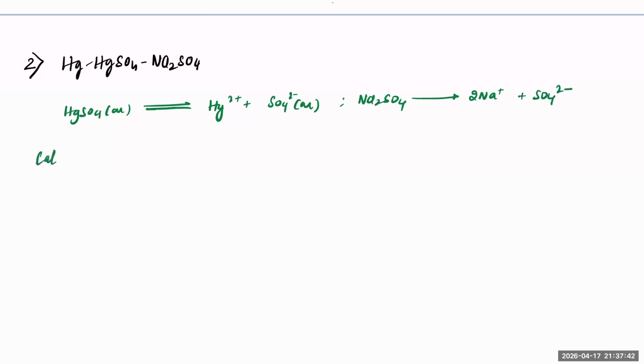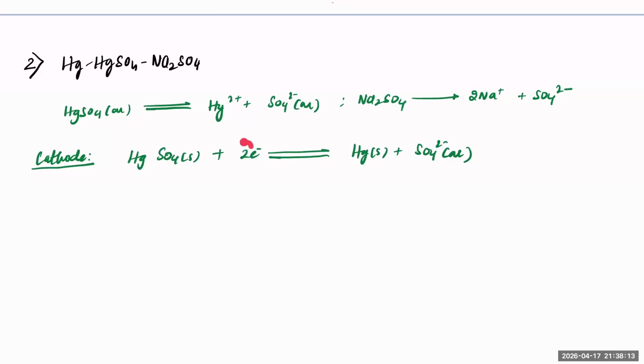So if at all I have to write it like a cathode, that means there is a reduction happening for mercury. So what I will write here is HgSO4 solid plus 2 electrons. That will give us Hg solid plus SO4 2 minus aqueous. This is the cathode part of the reaction where you can see clearly electrons are being accepted and this is the product what you are getting.